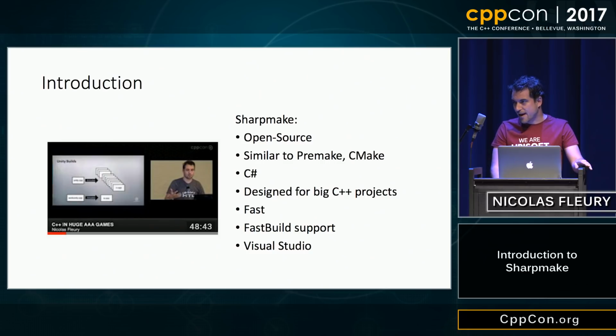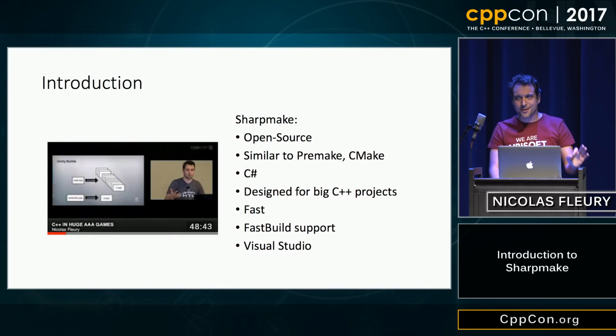And Sharpmake is fast to generate projects. This is really important for us because we generate projects each time we sync code. And today we even generate our C# projects with it as well. It has built-in support for FastBuild makefiles, which is great if you want to give FastBuild a try. And since it's in C# with Visual Studio, we get IntelliSense and debugging support as well, which is appreciated.